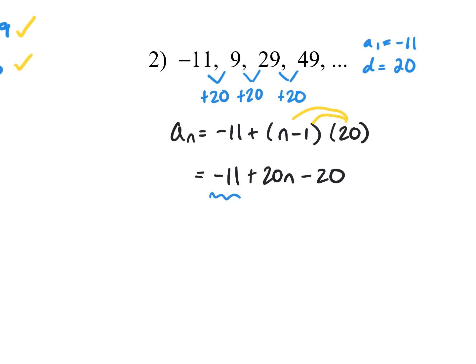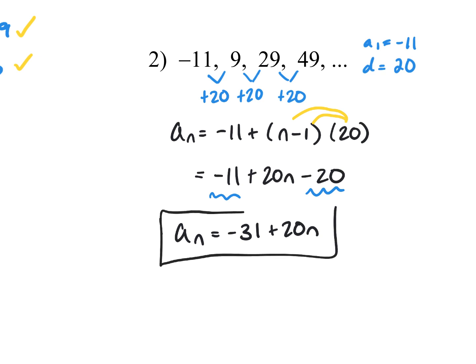Now I've got two like terms that I need to combine. Negative 11 and negative 20 becomes negative 31 plus my 20n. Remember, I can't combine the 20n because it's got a variable. It is not a like term with the other two. And that is your final answer.